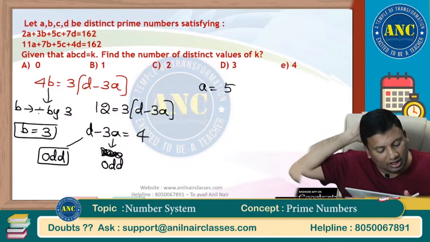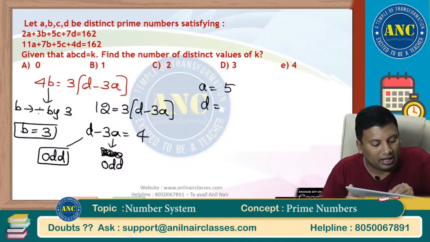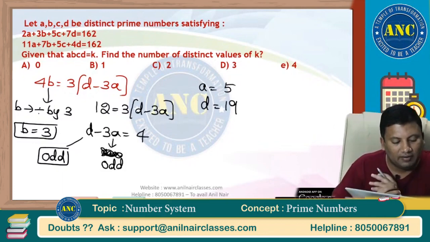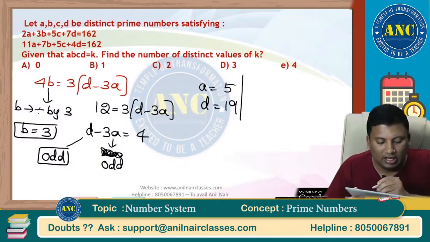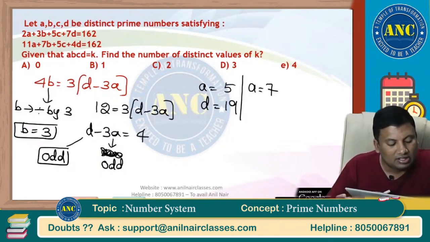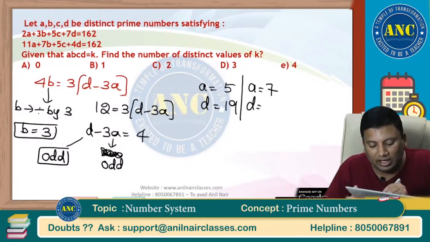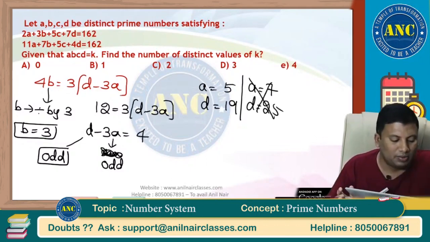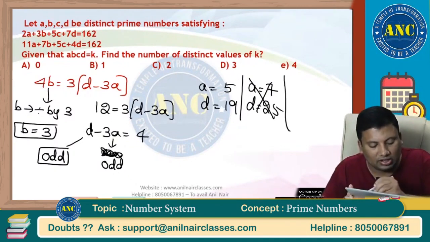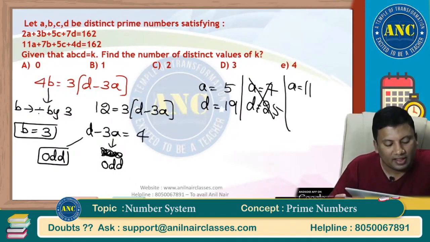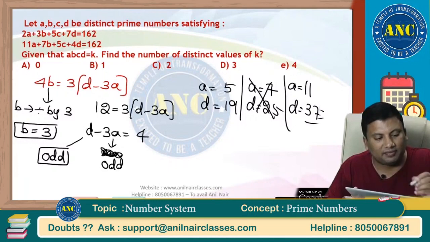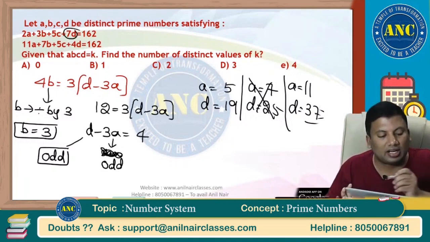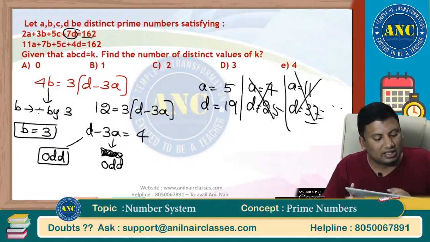If I take A value 5, what will be the answer? 3 5s are 15. D will become 15 plus 4, 19. D value is 19. 19 is a prime number. This is one case. If A is 7, 7 3s are 21, D value 25. This is anyway not possible, because D is a prime number. Next one, if A is 11, 11 3s are 33 plus 4, 37. If I keep D value 37, 7 into 37 is exceeding 162. None of the cases is possible.